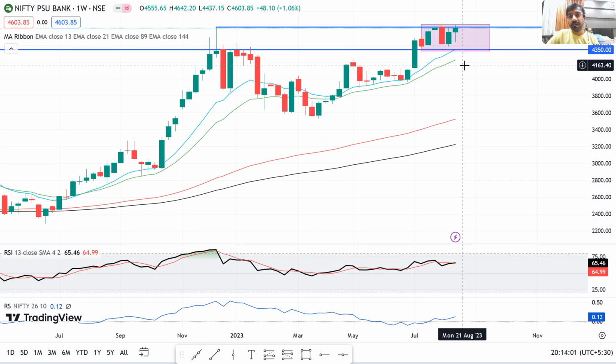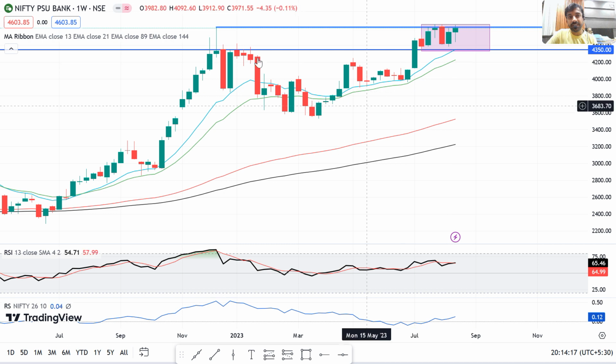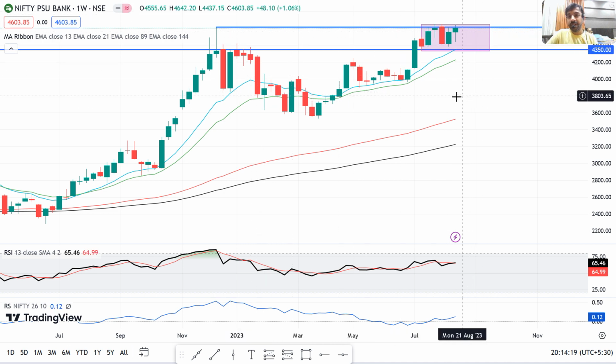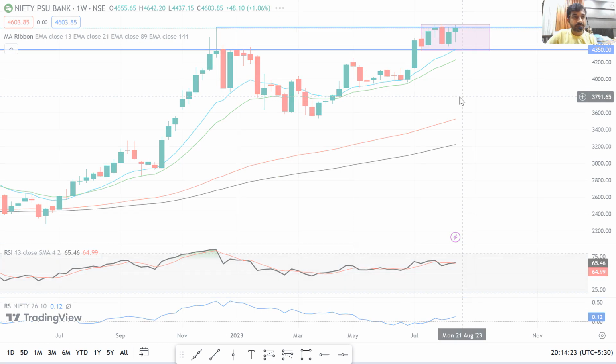PSU Bank is at a very important make or break junction. If this breakout happens, well, the rally is going to continue. The party is going to continue in PSU stocks, PSU banks. So just be careful at this level. Breakout of this small consolidation right over here might give an amazing opportunity to add more PSU bank stocks.